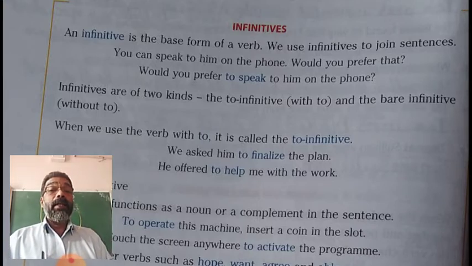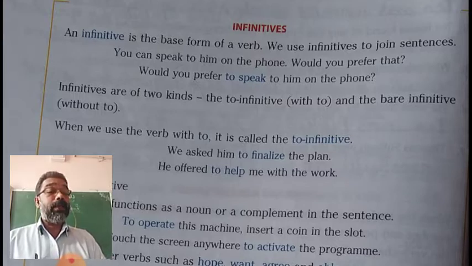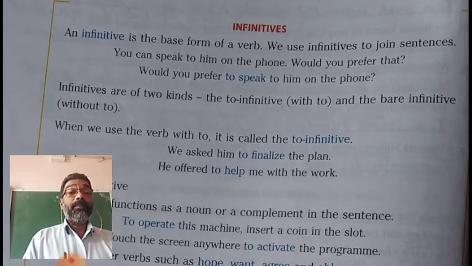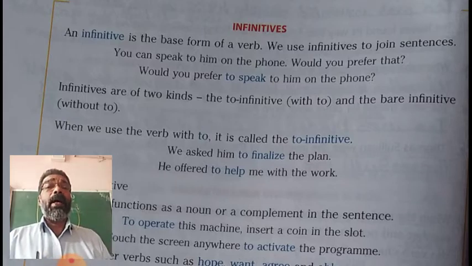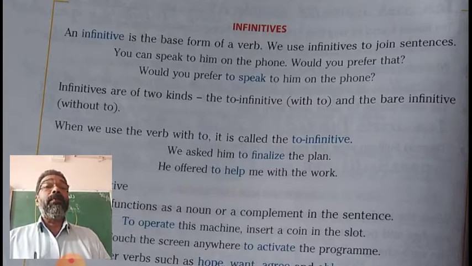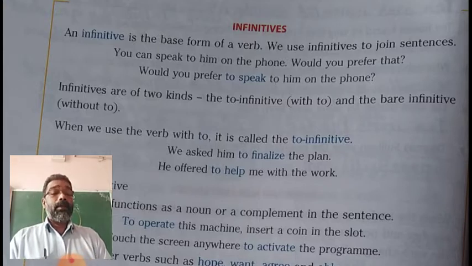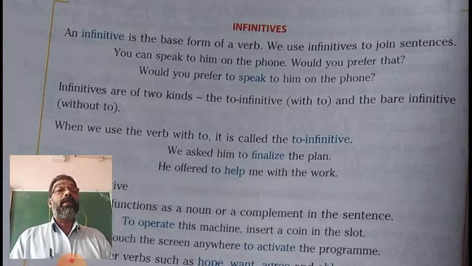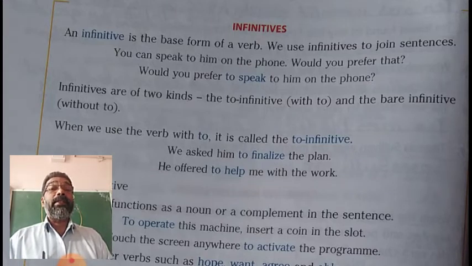Infinitives can be with "to" or without "to". Most infinitives are with "to". The word "to" will be added before the first form of the verb, that is, the to infinitive. So, infinitives are used to join sentences.